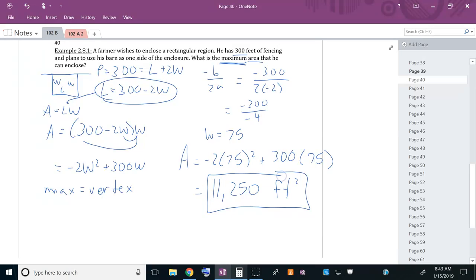You could also find both the width and the length and multiply them together, or you could use that to check your answer, because I should get the same number using both methods.